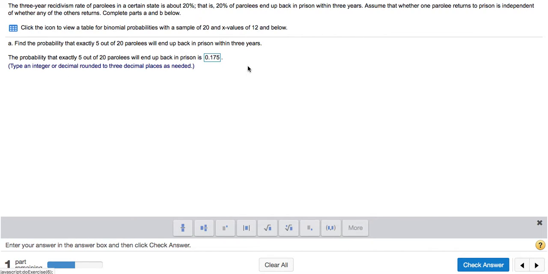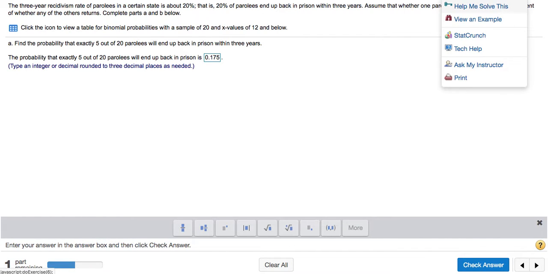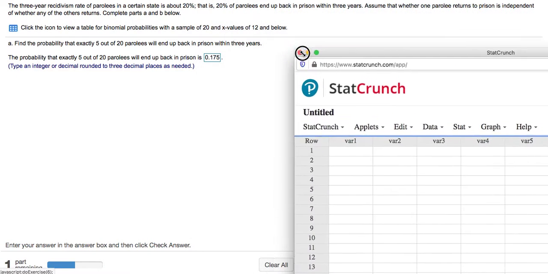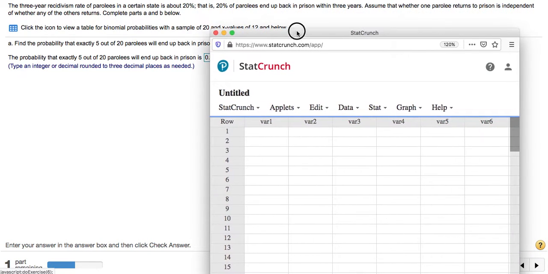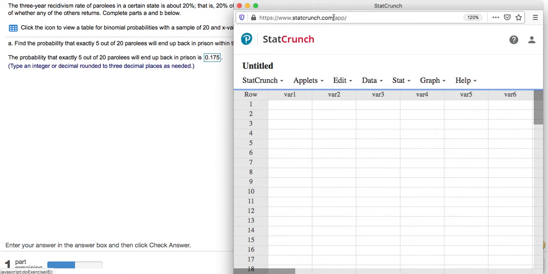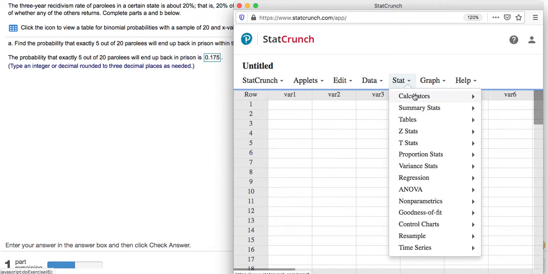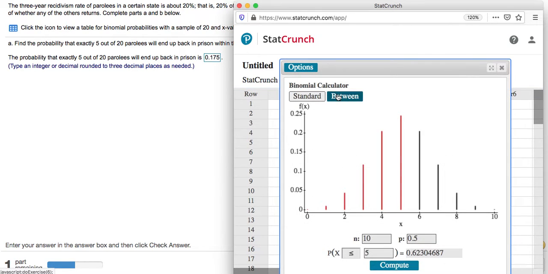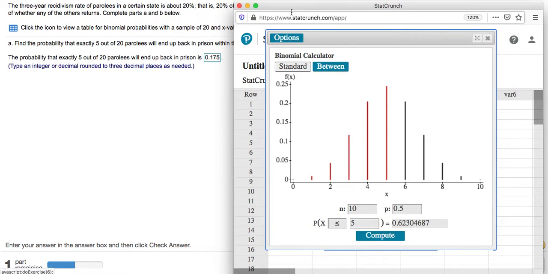I want to show you another way to get this as well. You can actually get this value not from this table, but from within StatCrunch, and this can be kind of useful. So what I'm going to do is go to Question Help and open up StatCrunch. All right, so another way to get this value is to open up the binomial calculator. To get that, go to where it says Stat, choose Calculators, and select Binomial. And it opens up this thing here.